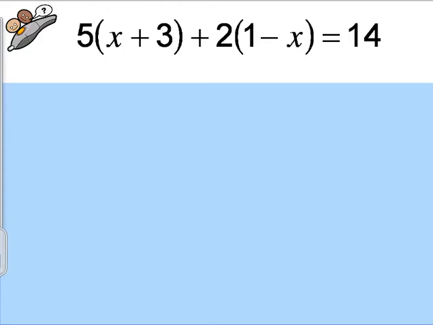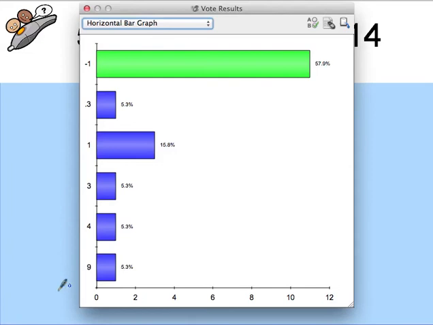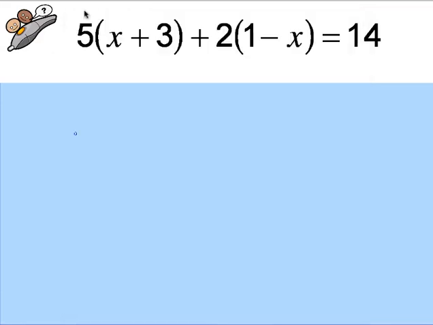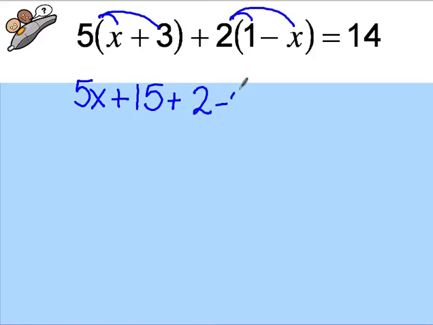Michelle, I'm just going to stop and then we'll go ahead and I'll show you what you need to do on that one. So the answer is -1. Now real quick, let's go through this. For those that had 1, you were really close. So very first step, you need to distribute. So you get 5x plus 15. Next, distribute. You get 2 minus 2x equals 14.